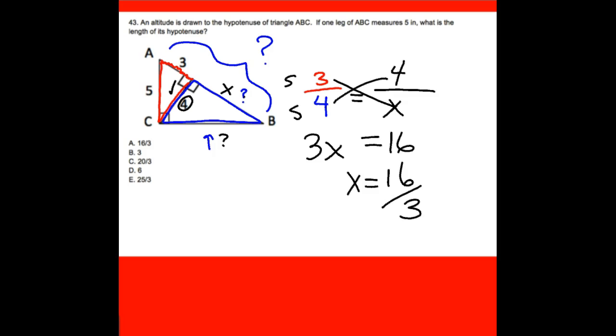But I'm going to be careful that I don't circle that. I like to put a question mark here. I didn't find the question mark. I found x. So I need to take x and add 3 to it. So I need to do 16 over 3 plus 3. If I am going to stay off my calculator, 9 thirds would be 3, the common denominator, and that gives me 25 thirds.